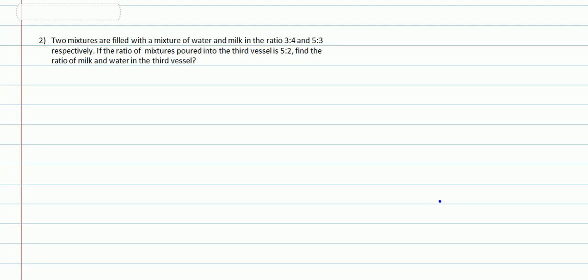Okay guys, let's move on with the second question. It says that two mixtures are filled with a mixture of water and milk in the ratio 3:4 and 5:3. Now first of all, let me make it for you. Three is to 4, and similarly here 5:3. Now it says that the ratio of the mixtures poured into the third vessel is 5:2.